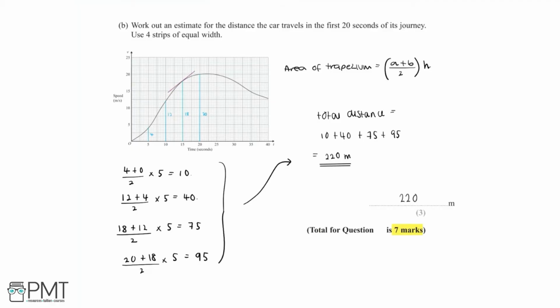Now we get the fifth mark for finding the area of each trapezium. We get the sixth mark for adding together all of the areas. And we get the seventh and final mark for getting the correct answer of 220 metres. And so we've now achieved the full 7 marks needed in this question.